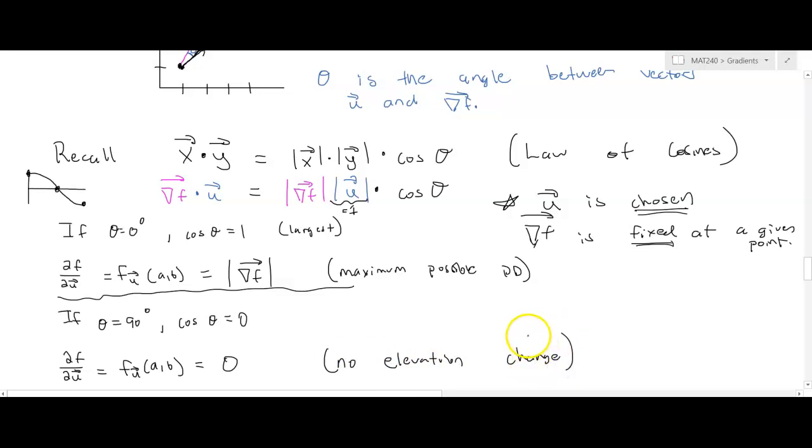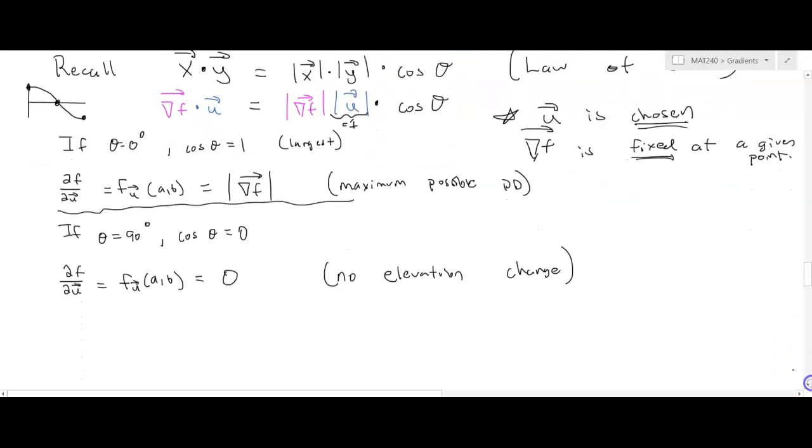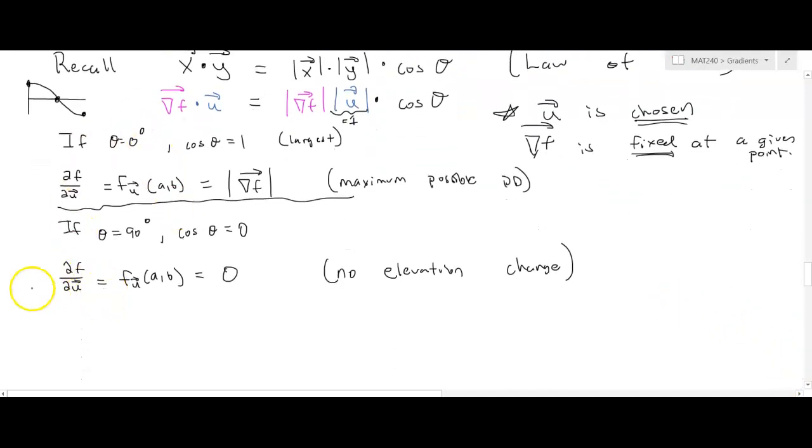So this could be used to answer questions about, well, in which direction do we travel in order to not affect our output at all? And if we travel perpendicular to the gradient vector, then we're not going to change the output value at all. And that's a pretty powerful result as well.